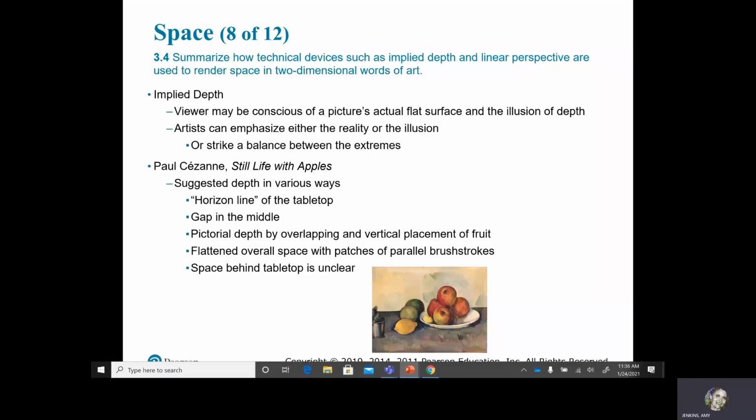We have Paul Cézanne's Still Life with Apples. It suggests depth in various ways. We have the horizontal line of the tabletop. We have a gap in the middle. There's pictorial depth by overlapping and vertical placement of fruit. There's flattened overall space with patches of parallel brush strokes, and then the space behind the tabletop is unclear.